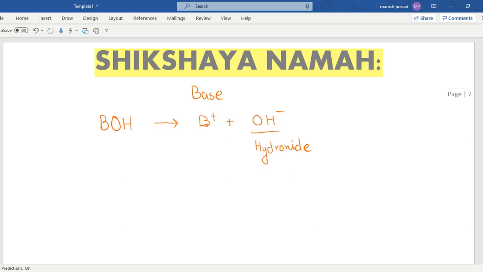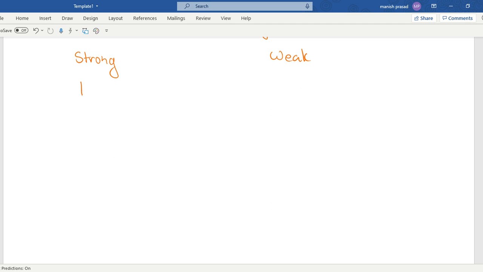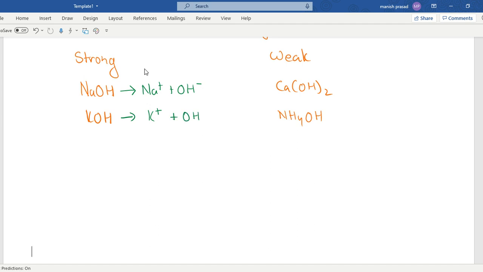Now again, we can have strong bases and weak bases. Strong bases are, let's say, NaOH and KOH, and weak bases are, let's say, Ca(OH)2 or NH4OH. In strong bases, they completely ionize to give us Na positive and OH negative. And KOH will give us K positive and OH negative. And here it will become a reversible process.